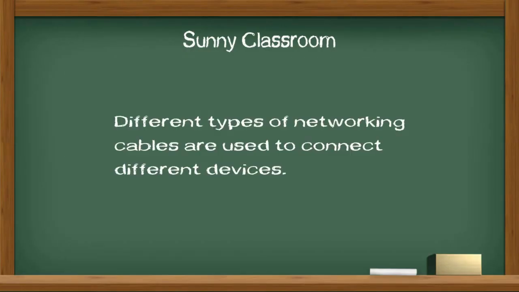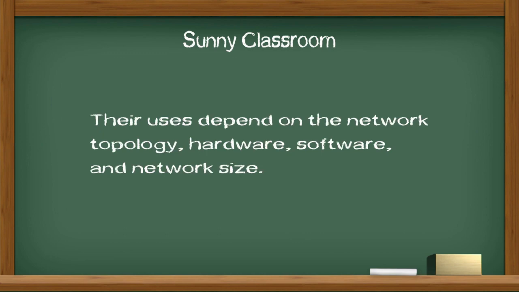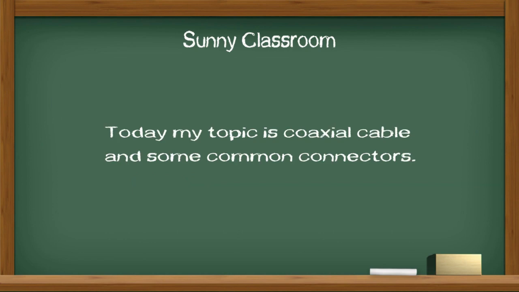Welcome back. Different types of networking cables are used to connect different devices. In networking, the most common cables include coaxial cable, twisted pair, optical fiber, and parallel or serial cables. Their uses depend on the networking topology, hardware, software, and network size. Networking cables, connectors, and their specifications belong to the physical layer or layer 1 of the OSI model. Today my topic is coaxial cable and some common connectors.